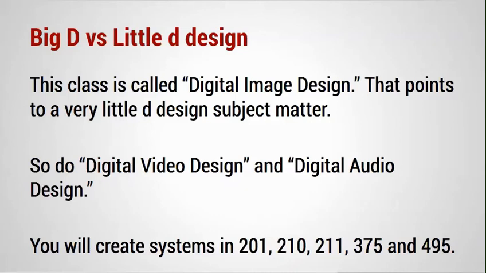So you're going to create designs of systems in 201, 210, 211, 375, and 495. 375 and 495 are the two required classes out of that list. So my goal in this class is to help you be efficient and effective at communicating with images on the little d design scale so that you can implement them on the system scale in those classes. So when you come up with an idea for a system, you can actually make it. You can actually make it look nice.